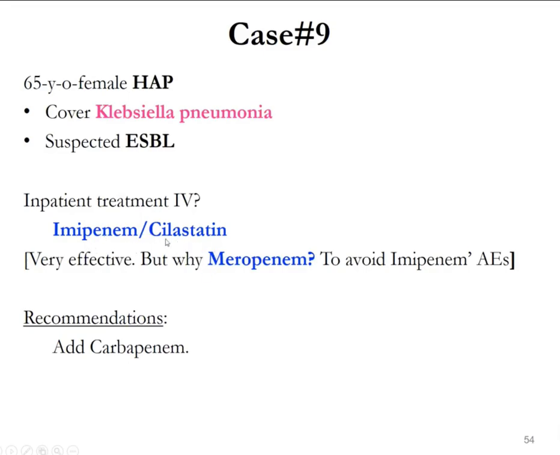really well. Imipenem, cilastatin. I want you to learn why you add cilastatin and why you go for meropenem or ertapenem if imipenem works really well. Reason: imipenem has a major adverse effect. We're going to look at it. Imipenem works really, really well.